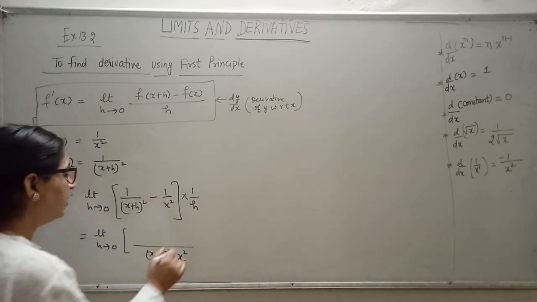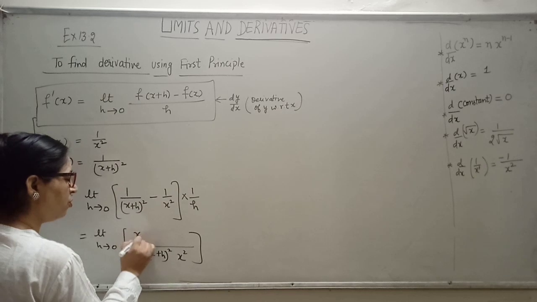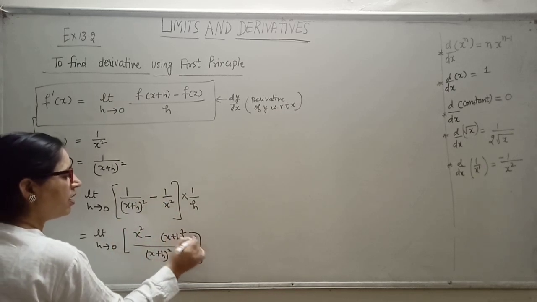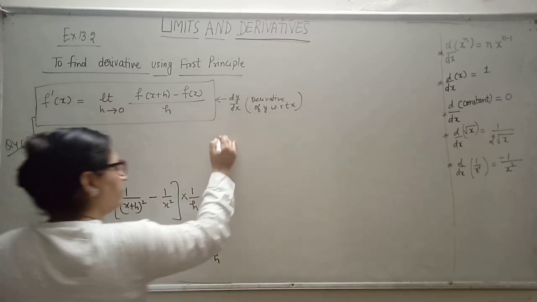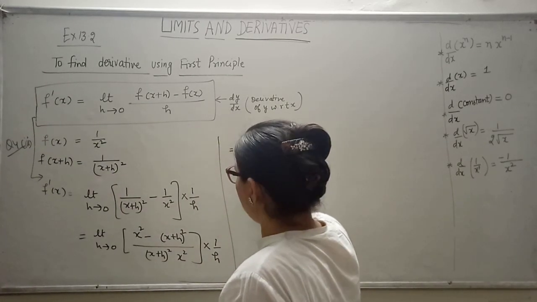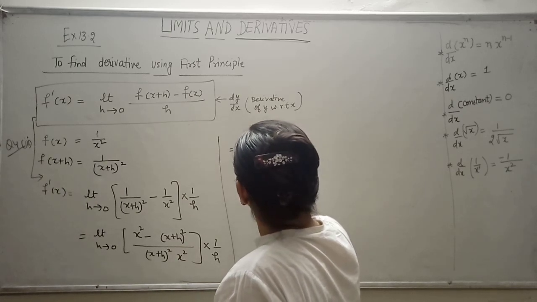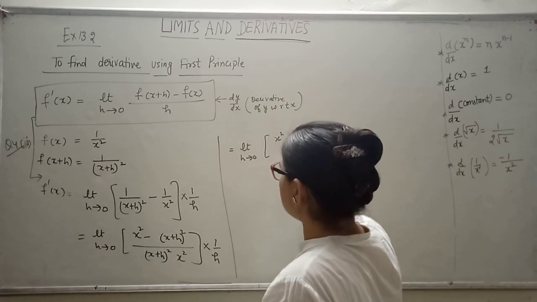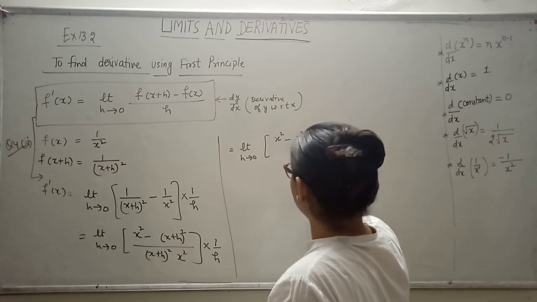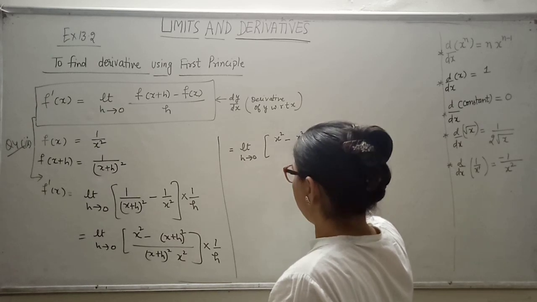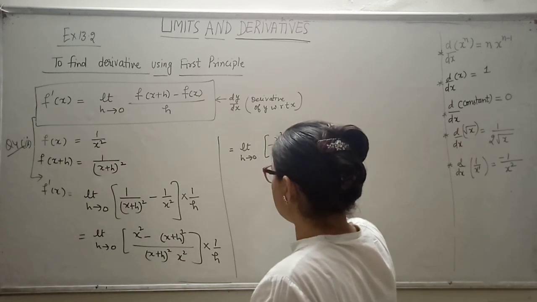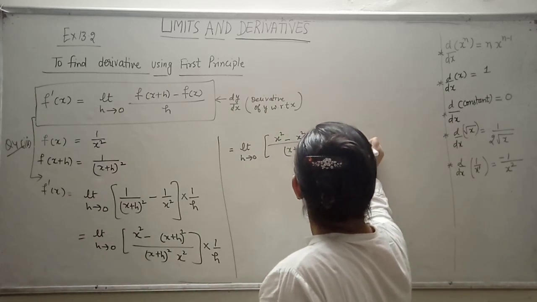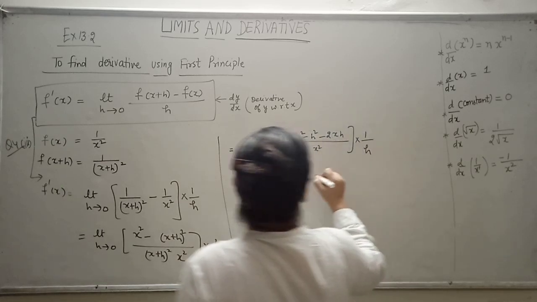I am repeating it. So now this x square will go to this side with a minus, and this will go to this side: x plus h whole square into 1 by h. If you follow whatever simple points I am telling you, then these questions are very easy to do. Calculation becomes very easy, otherwise it is difficult. Calculation will become otherwise lengthy for you.